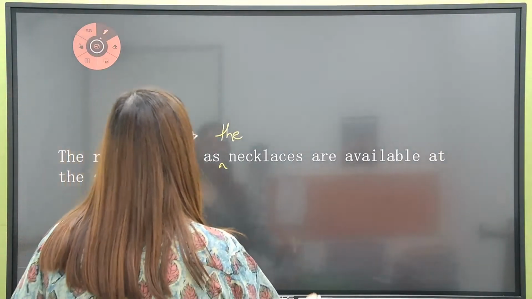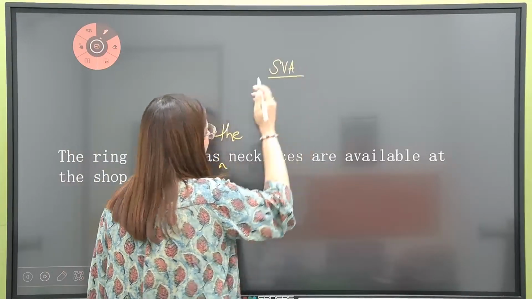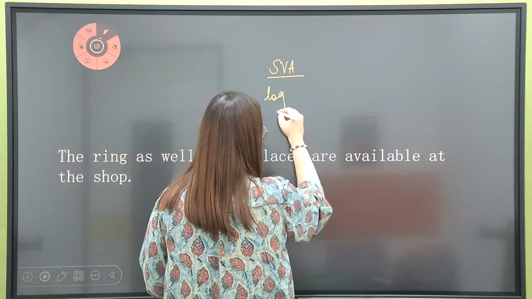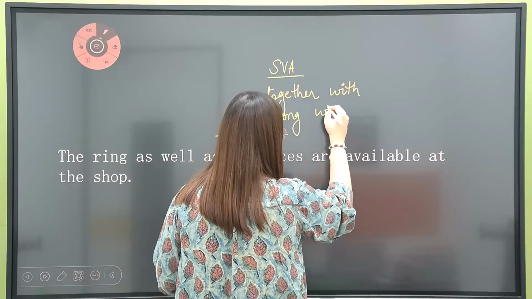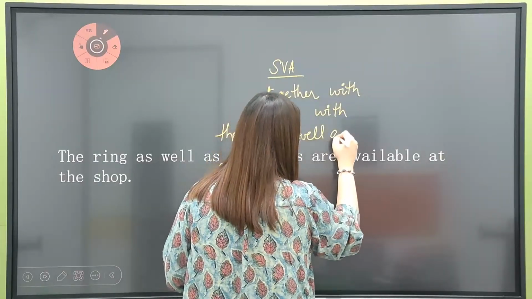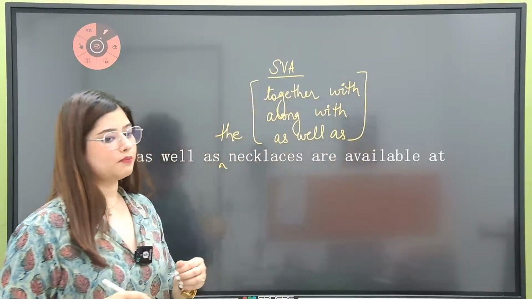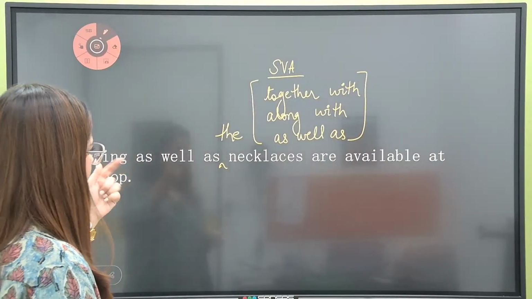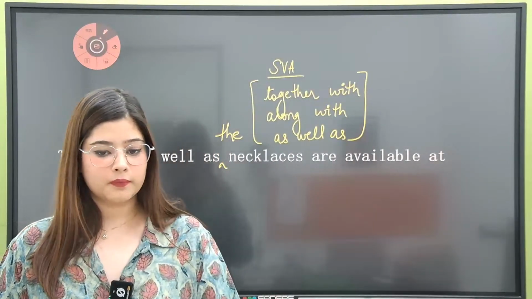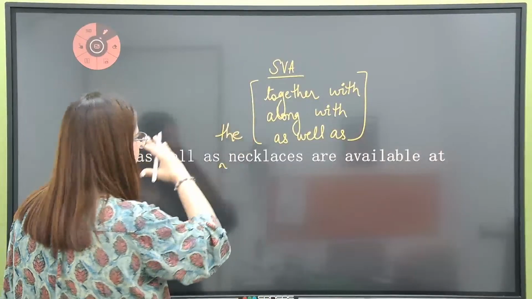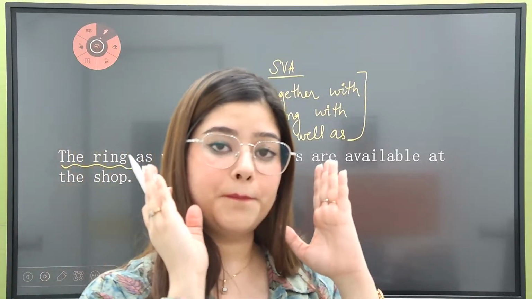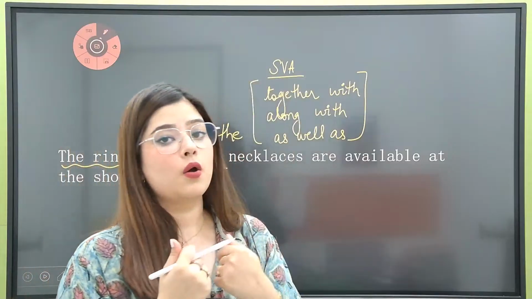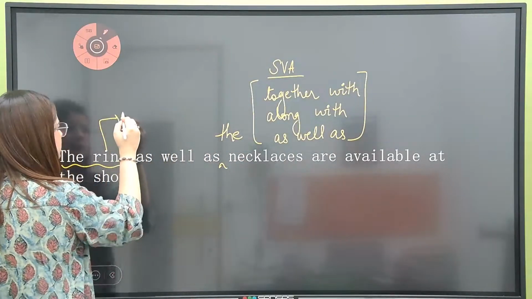We have discussed when we were discussing subject verb agreement, whenever two subjects are connected with together with, along with, or as well as, the subject that comes before these phrases would be the primary subject, and we are going to consider the primary subject while deciding our verb. So here, the ring is my primary subject.